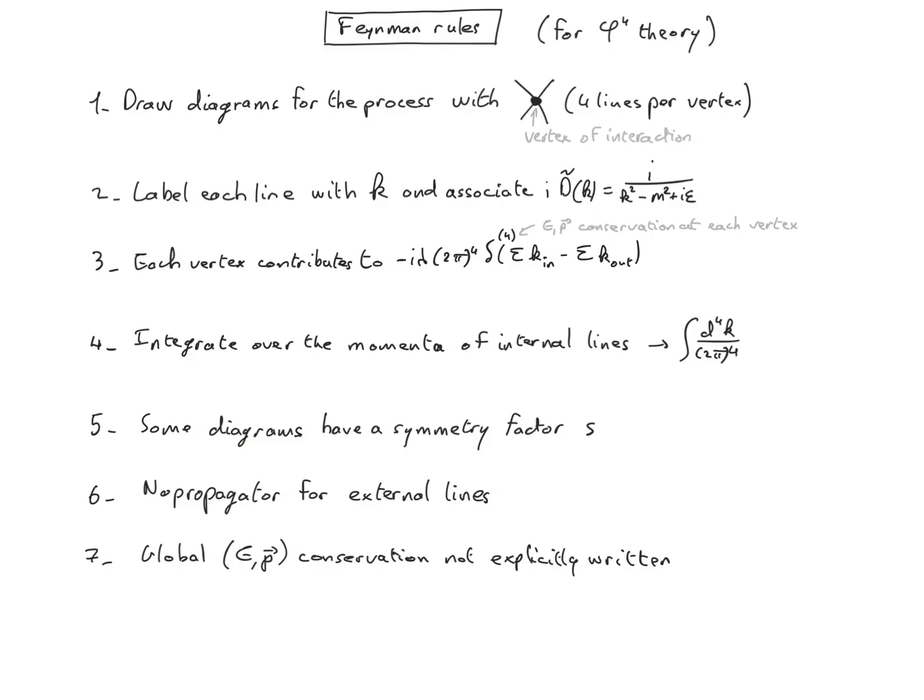The last rule is that we do not write explicitly the delta function ensuring the global conservation of energy momenta between the incoming and the outgoing lines. However, we assume it's always there, and that means that we are only calculating processes which conserve energy momentum between these incoming and outgoing lines. That's something you should always check before going to the calculation and application of the rules.